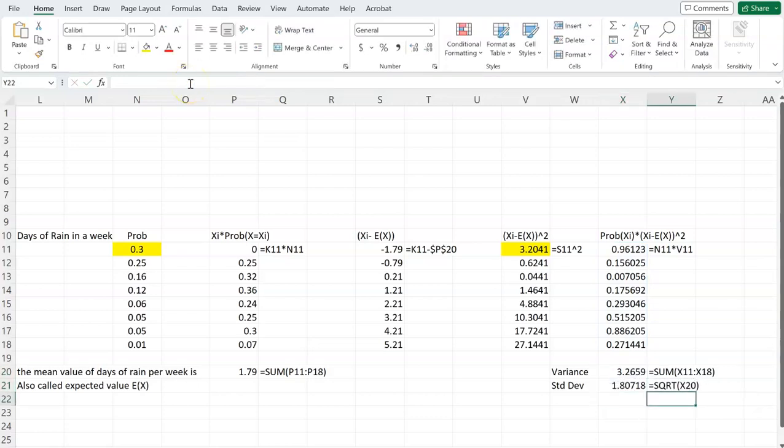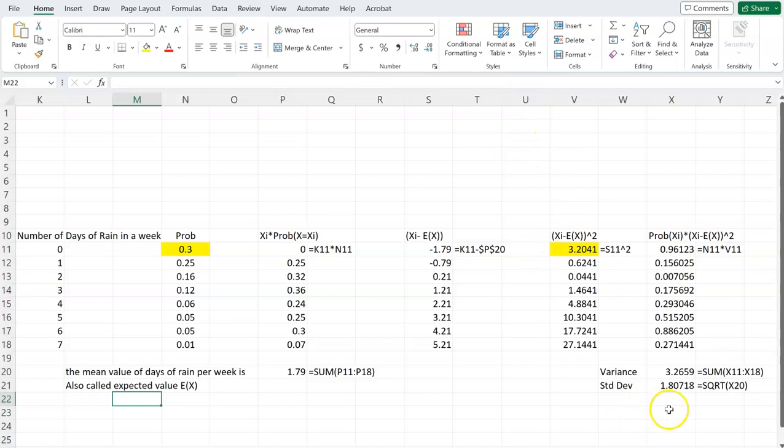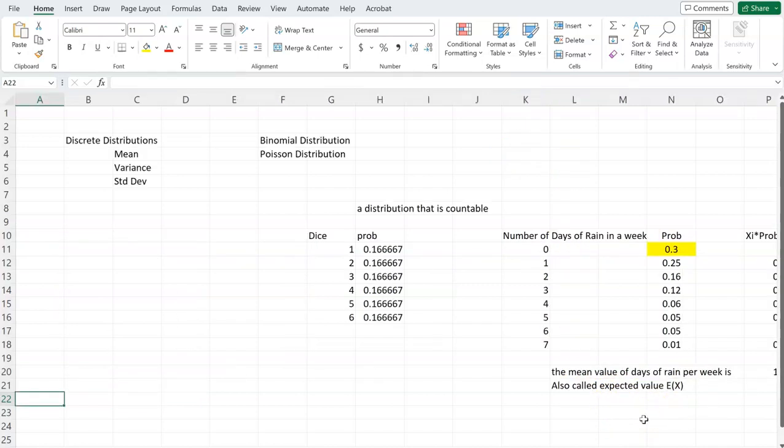So given a discrete distribution like this, this is how we would calculate our mean and standard deviation. So we would say that the mean days of rain on average in a given week is 1.79 days, with a variance of 3.26 and a standard deviation of 1.81. Now, we've just looked at how to find the mean, variance, and standard deviation of a discrete distribution.